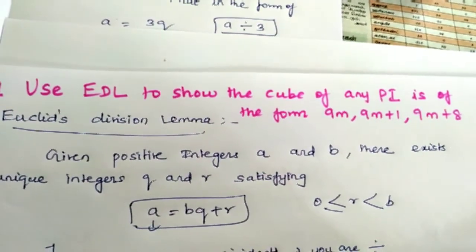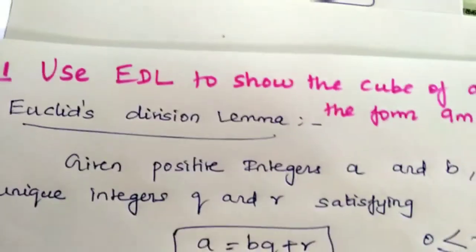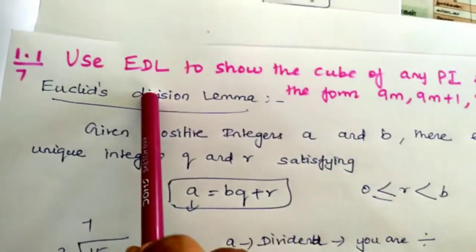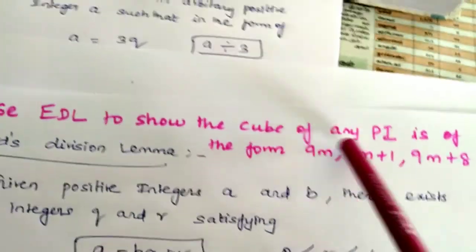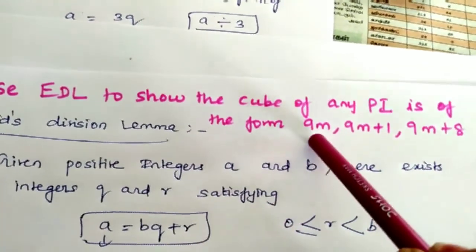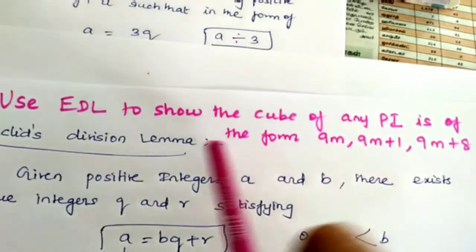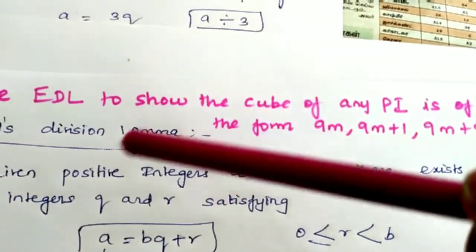The sum is: use Euclid's division lemma. I wrote it as EDL. Use Euclid's division lemma to show that the cube of any positive number is of the form 9m, 9m plus 1, 9m plus 8. First, I'll give an explanation for this question, then we'll go to the proof.